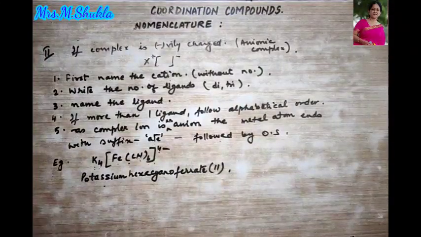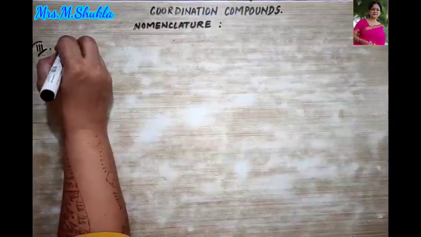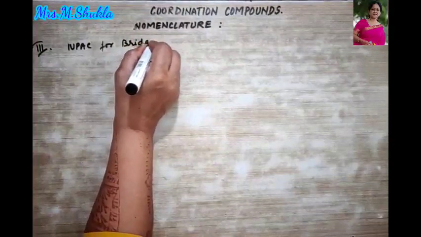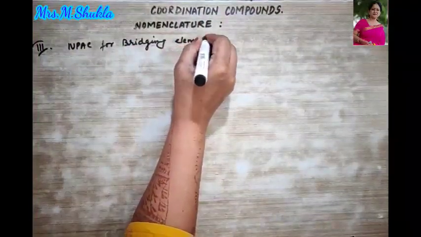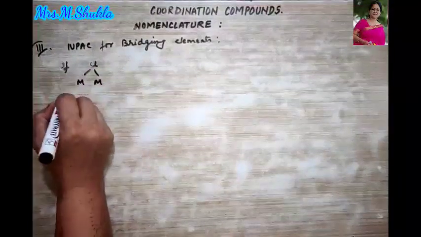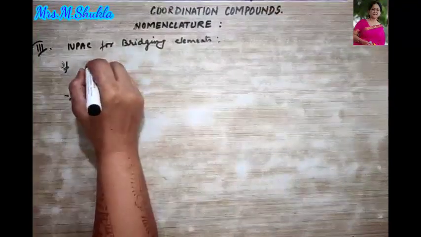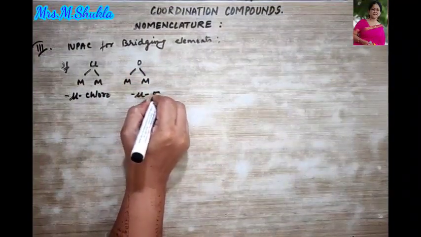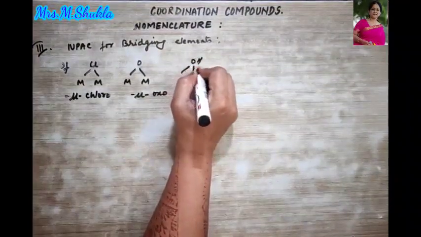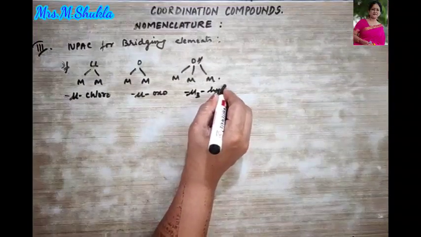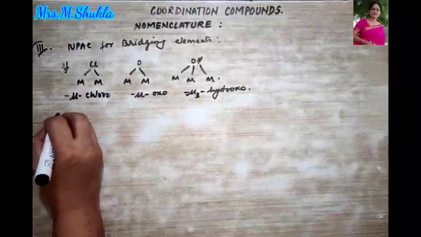Okay, then coming to the third type, that is IUPAC naming for bridging elements. Third category of classification, IUPAC for bridging elements. Okay, now understand, if you get something like this where a chlorine bridges two metal atoms, then what do we write? We write down mu chloro. Then if you get it like this with oxygen between the central metal atoms, then we write down mu oxo. If you get OH and here you have the central metal atoms, then this is how much? Mu 3 hydroxo. Clear?